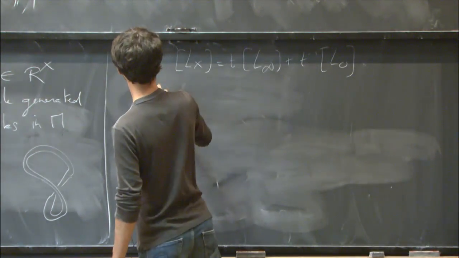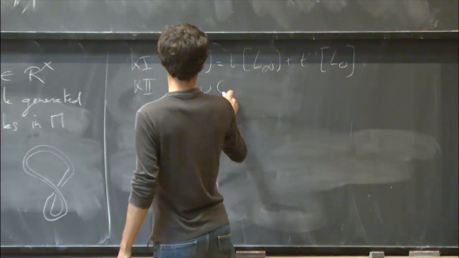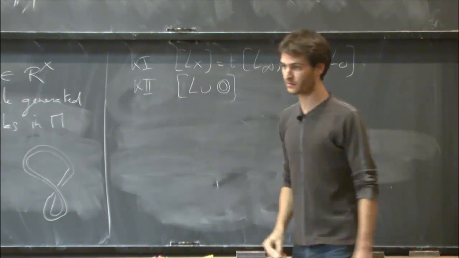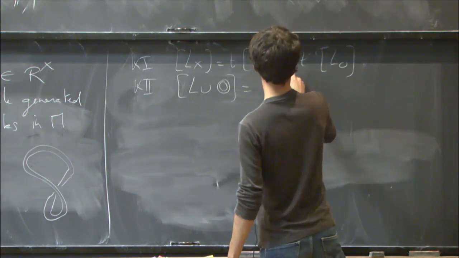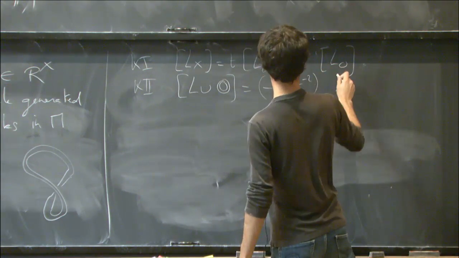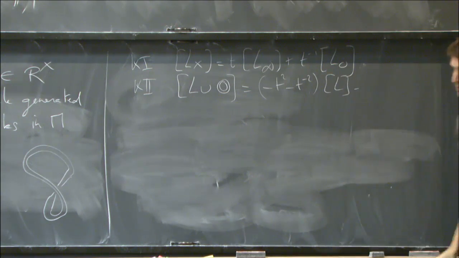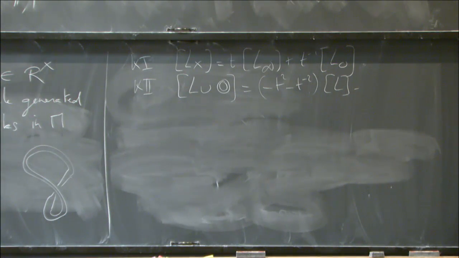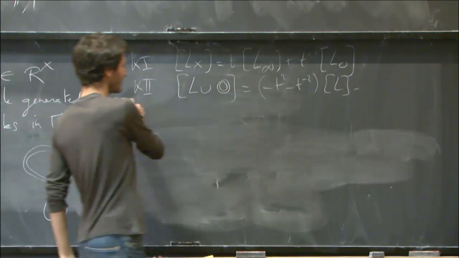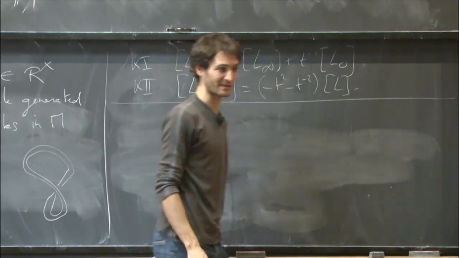And the second one: if I add somewhere in my link a trivial link, then I multiply by minus T squared minus T to the minus 2 times the class of L. So these are local relations, and it takes a lot of time to understand why it makes sense to do that. But let me show, for instance, that in a specific case you can understand that it makes sense.